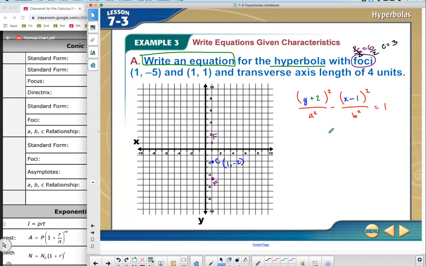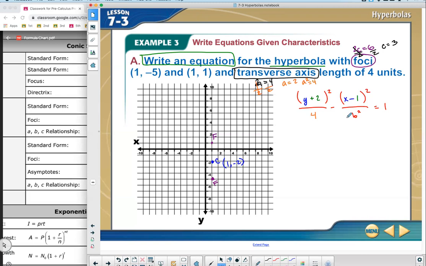So I'm halfway through. Now it tells me transverse axis. Key vocabulary: transverse axis is just like your major axis, but for hyperbola. Transverse comes with the formula 2A. So 2A equals 4. If 2A equals 4, what does 1A equal? If A equals 2, what does A squared equal? 4. So I can now plug that in. A squared is 4.